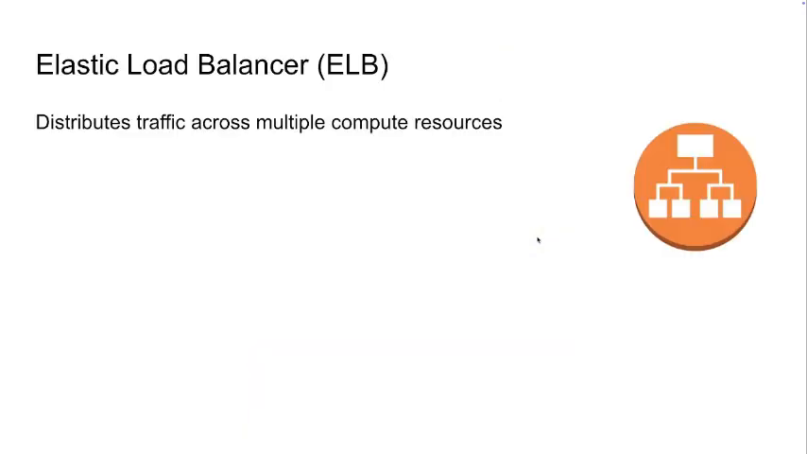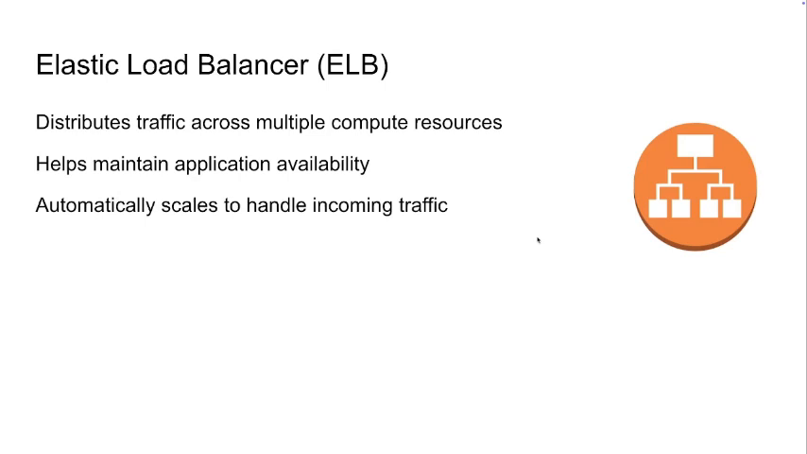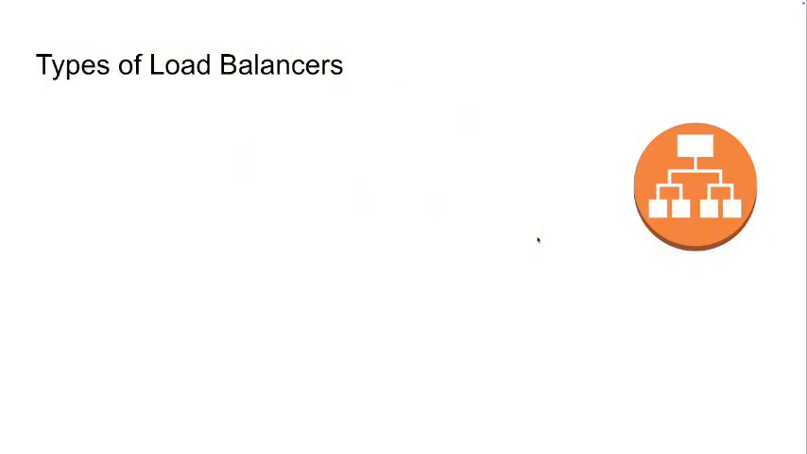So really what you do with it is distribute traffic across multiple compute resources, which helps maintain application availability. That way you don't have downtime. Downtime is minimal, since there's a mechanism that helps you manage your workload. It automatically scales to handle incoming traffic. Elastic load balancer works very well with what we call auto scaling group. We'll be looking at that shortly. Auto scaling group is used to help scale out your resources. I'll explain better when we get there.